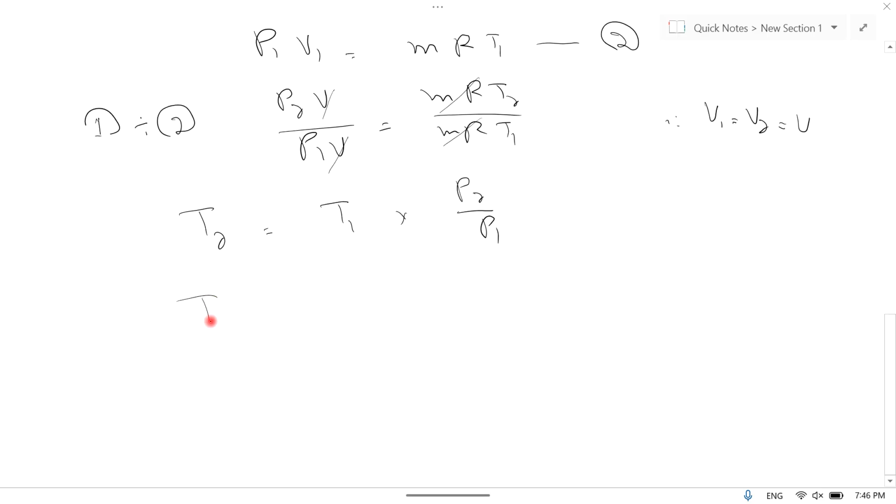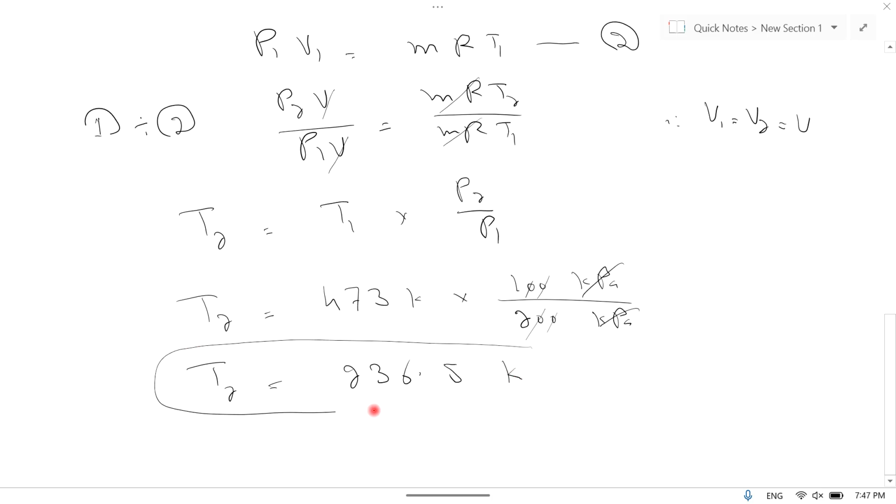Now just putting values, T1 is 473 Kelvin, P2 is 100 kilopascal and P1 is 200 kilopascal. Kilopascal will be cancelled with kilopascal. So T2 is equal to 473 divided by 2, which is equal to 236.5 Kelvin. This is the T2.